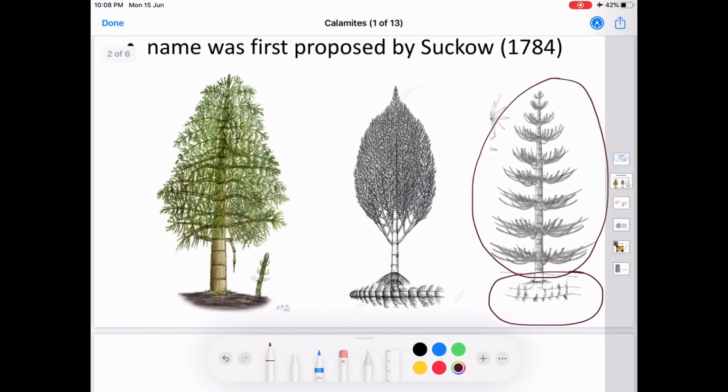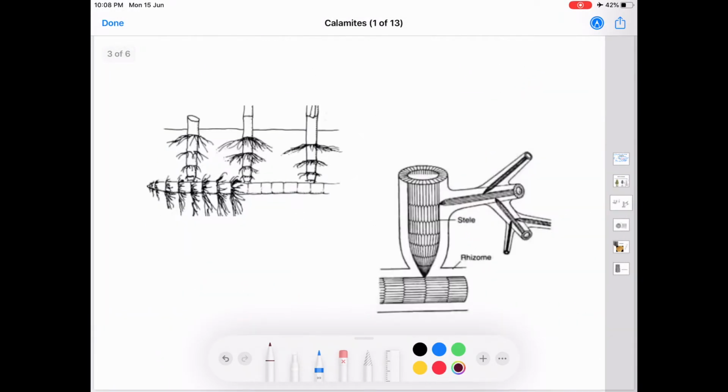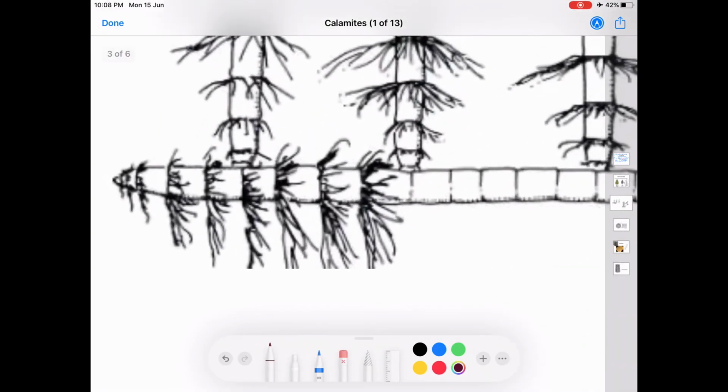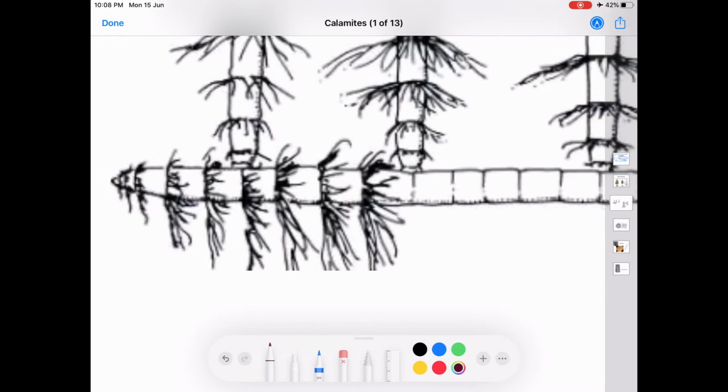The rhizome is differentiated into nodes and internodes, and the nodes have whorls of adventitious roots. Here you can see the nodes, and the region in between the nodes is the internode. At the nodal region, you can see numerous adventitious roots developing from the nodal region of the rhizome.